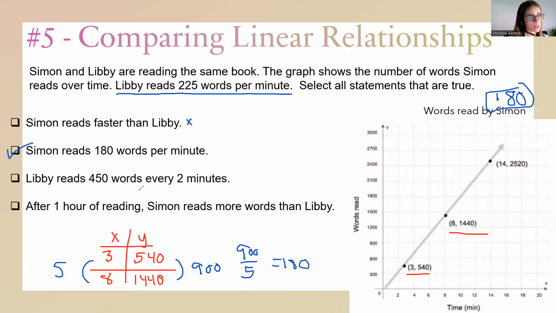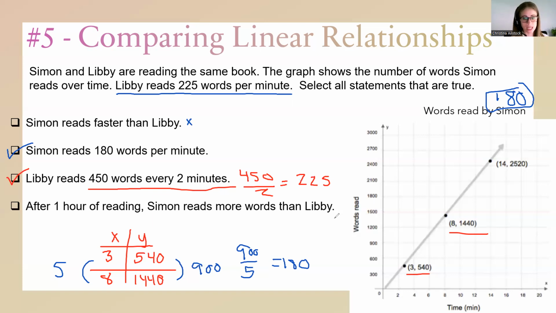Well, we don't have a graph for Libby, so we can't look at the graph to know. But if we know she takes 225 words per 1 minute, well, there's a couple different ways you could do it, but let's take this problem here and divide it out, find the unit rate, and see if we get that answer of 225. So if we take 450 and divide it by 2, we get 225, which is what we just had. So that one's true.